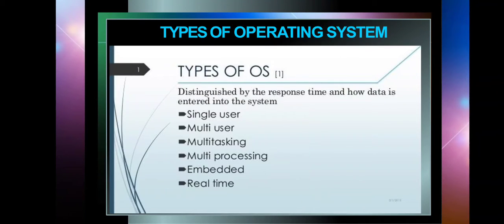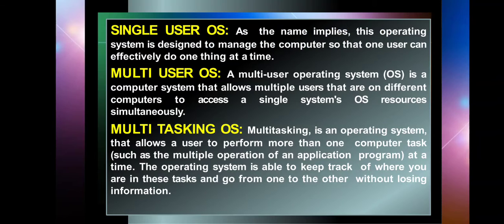Now we have various types of operating systems, like single user and multi-user. Single user means we have only a single user. Multiple user means we have multi-user. Multitasking means it is able to perform multiple tasks. Multiprocessing means it has multiple processors. Embedded, and we have real time.